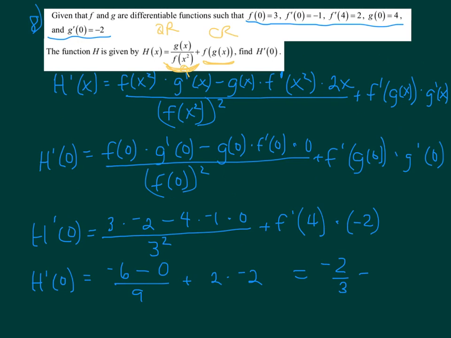Plus negative 4, or minus 4. I'm going to go ahead and write that 4 with a denominator of 3. So that would be minus 12/3. So my final answer is negative 14/3.